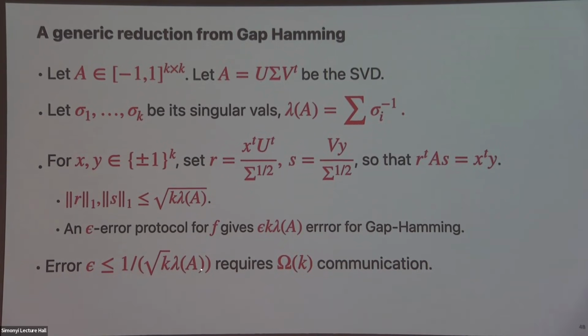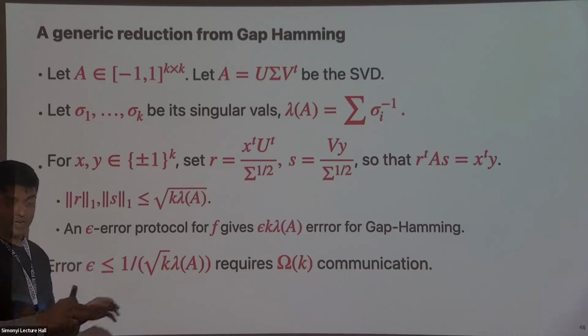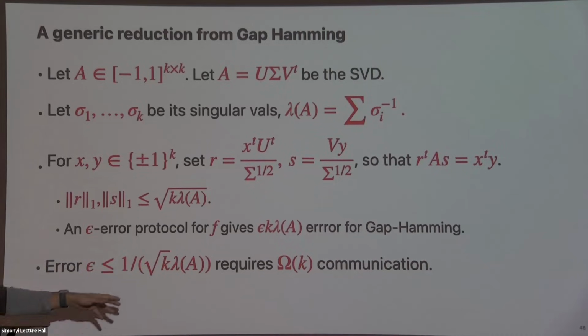Good. So we're now going to see what this means. You can forget everything here except the definition of lambda A and the final statement: as lambda A gets bigger and bigger, the lower bound that we are able to prove gets weaker and weaker, because now we are only able to say that extremely small error requires omega k bits of communication. So the whole game is going to be to upper bound lambda A.